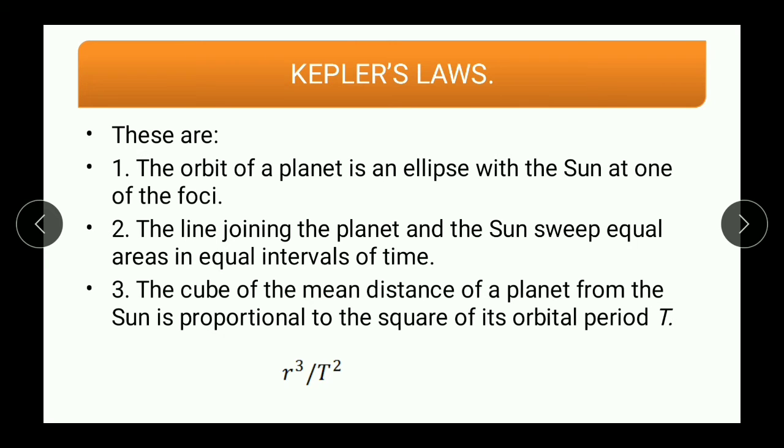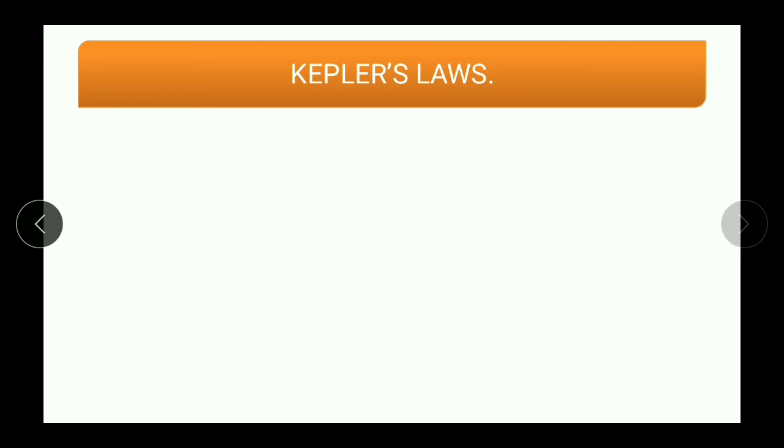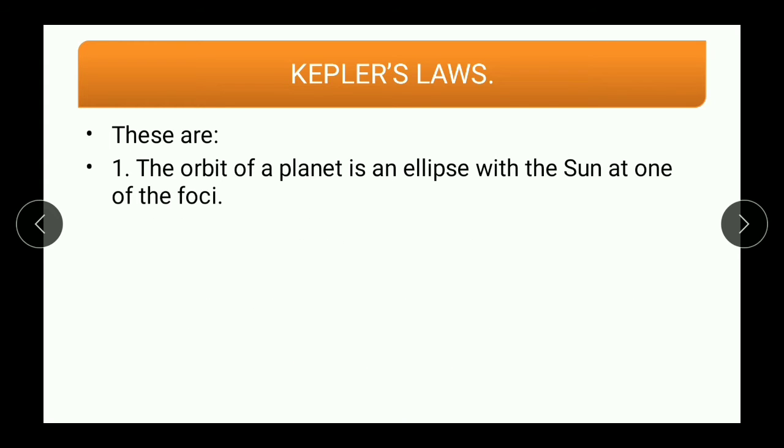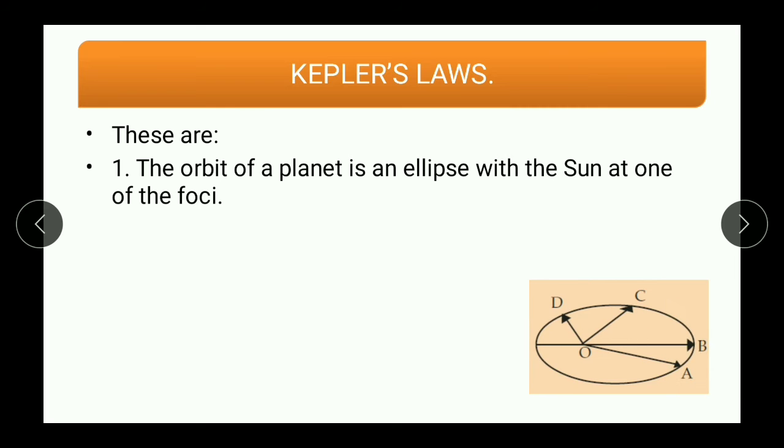So to put it mathematically, r cubed upon T squared is equal to a constant. This is the mathematical form of the third law. Now let us look at these laws one by one. Let us see the first law. The orbit of the planet is an ellipse with the sun at one of the foci. So if the planet is revolving in this orbit, then the sun is at one of the foci. Suppose it is at O.